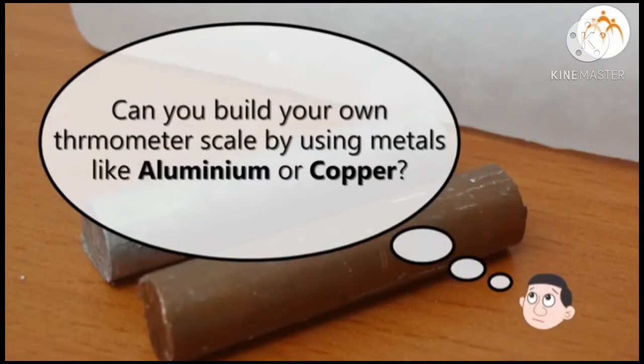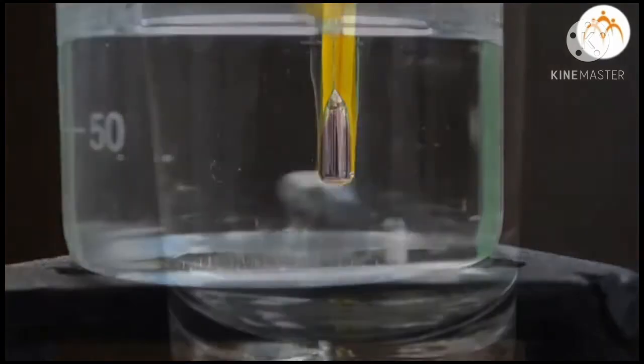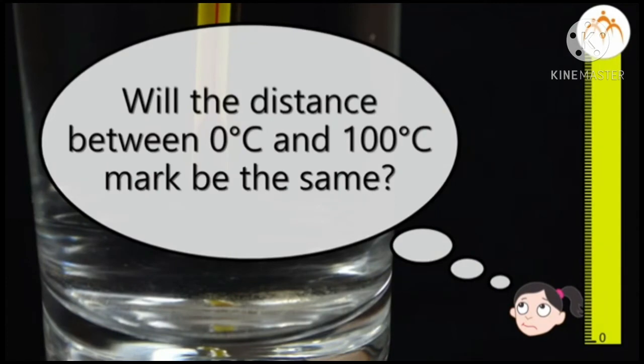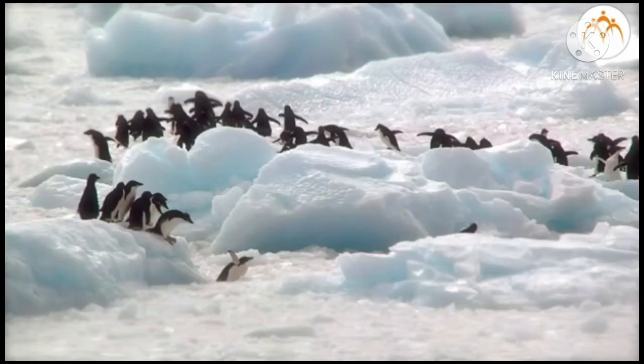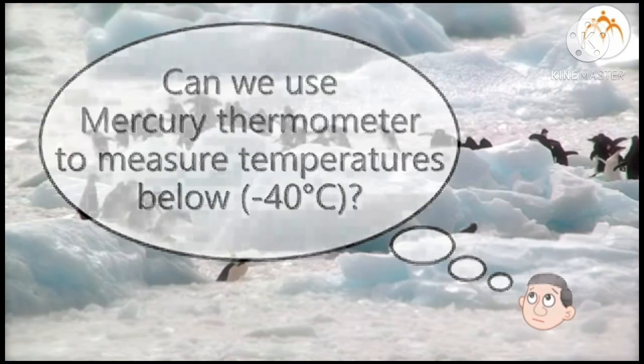Can you build your own thermometer scale by using metals like aluminum or copper? If I use alcohol instead of mercury in the thermometer, will the distance between 0 degrees Celsius and 100 degrees Celsius mark be the same? Can we use mercury thermometer to measure temperatures below minus 40 degrees Celsius? Discuss with your friends and find out.